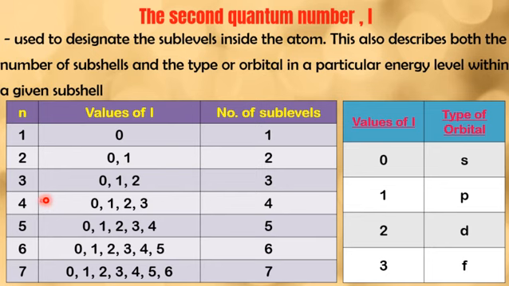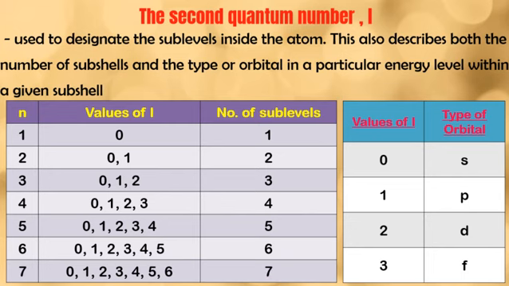If n is equal to 4, there will be 4 values of L, which are 0, 1, 2, 3, which means 4 sublevels. If n is equal to 5, there will be 0, 1, 2, 3, 4 values of L, and that is equal to 5 sublevels. And then if n is equal to 6, there are 6 values of L, which are 0, 1, 2, 3, 4, 5. And that will be 6 sublevels. If n is equal to 7, the values of L are 0, 1, 2, 3, 4, 5, 6, which means that there are 7 sublevels.